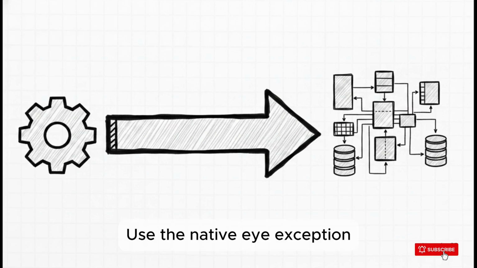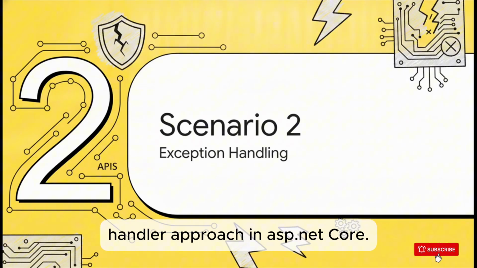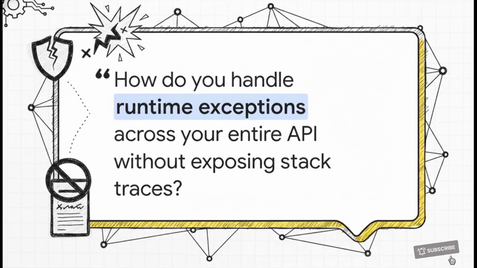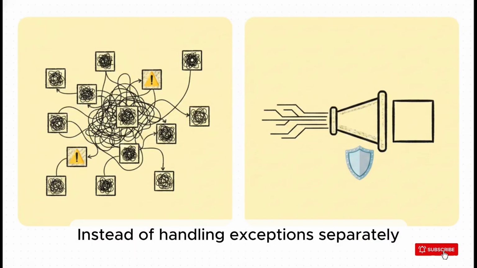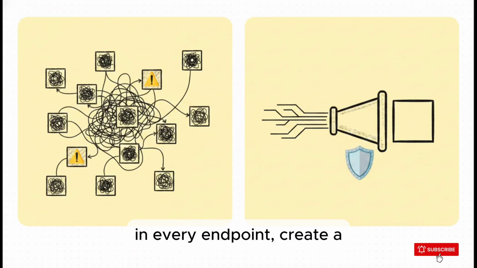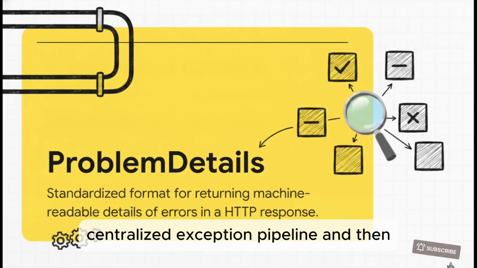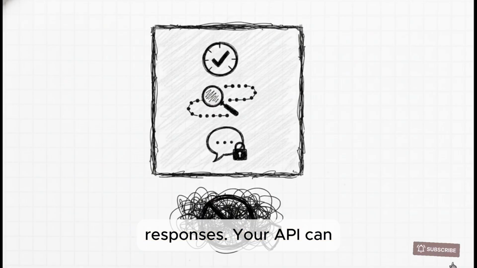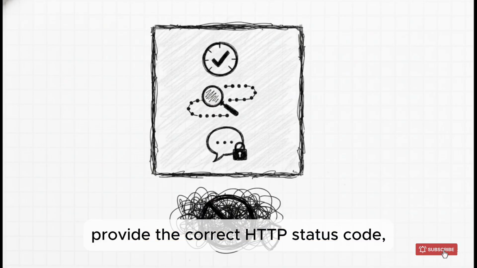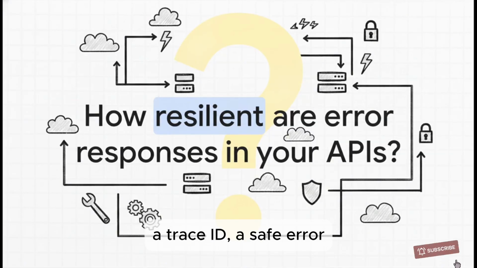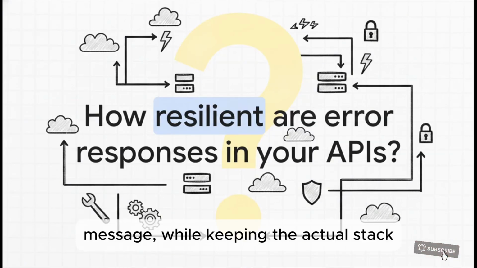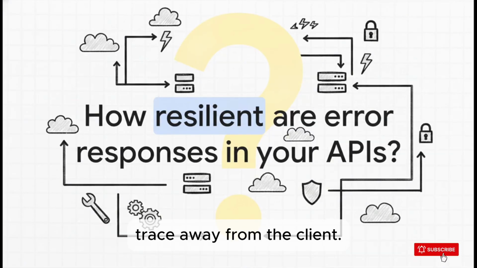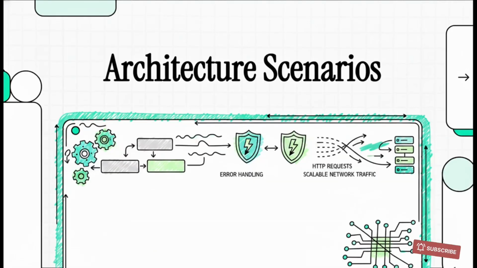Use the native IExceptionHandler approach in ASP.NET Core. Instead of handling exceptions separately in every endpoint, create a centralized exception pipeline, and then return standardized ProblemDetails responses. Your API can provide the correct HTTP status code, a trace ID, and a safe error message while keeping the actual stack trace away from the client.